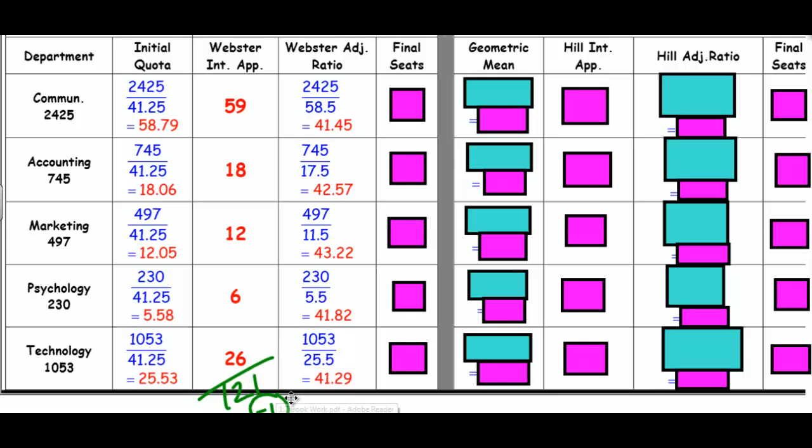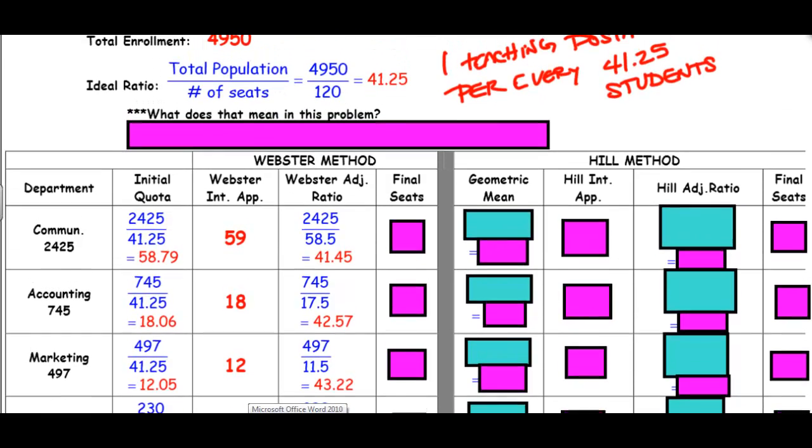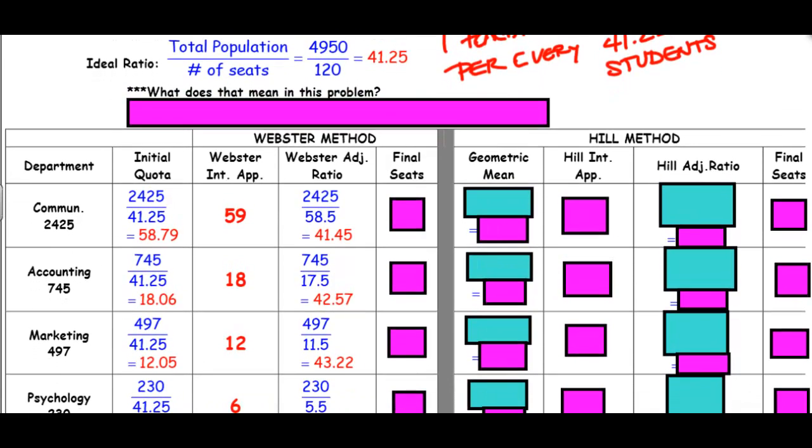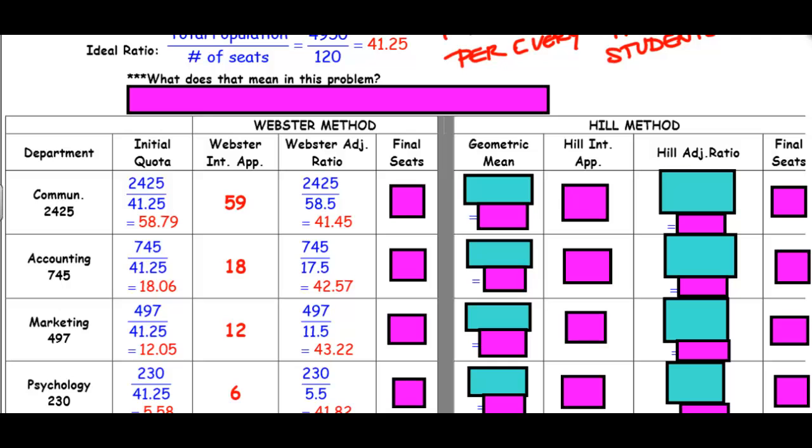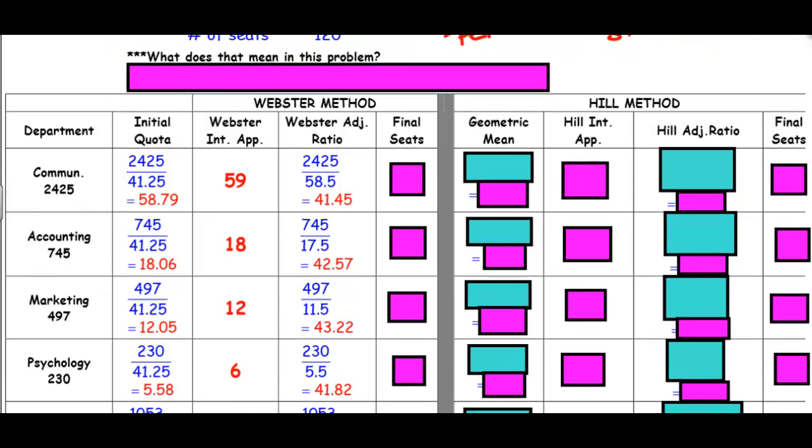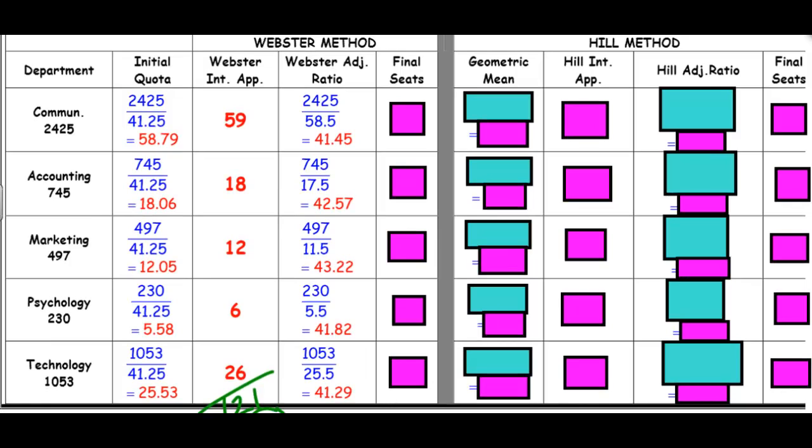Now, we are only looking to take one seat away. Remember, up here, let's look at our ideal ratio, 41.25. I'm looking for the value closest to 41.25. If you look at this last one here, it's 41.29, so this is as close as it gets. So they will actually drop the seat. They went from 26 to 25, and everybody else will remain the same.